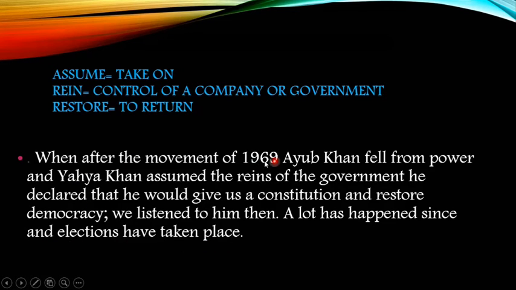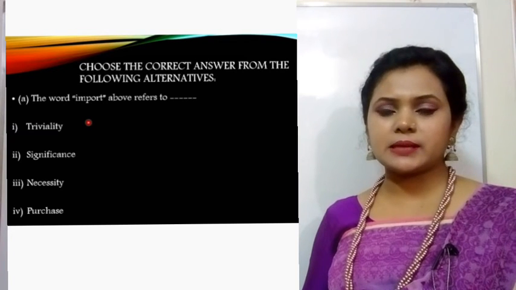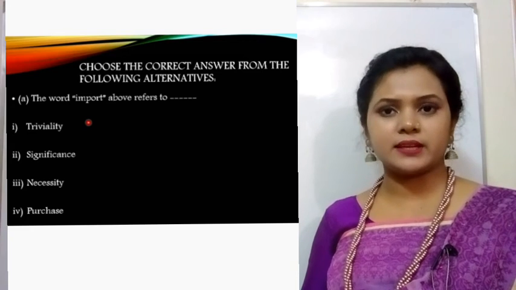It means when in 1969 Ayub Khan fell from his power, Yahya Khan took on the reins of the government. That means the control of the government, and he declared that he would restore, or give us back, the democracy. And here the meaning of assume is take on, reign, control or control of a company or government. Restore means to return. My dear students, I believe the theme of the text is very clear to you right now.